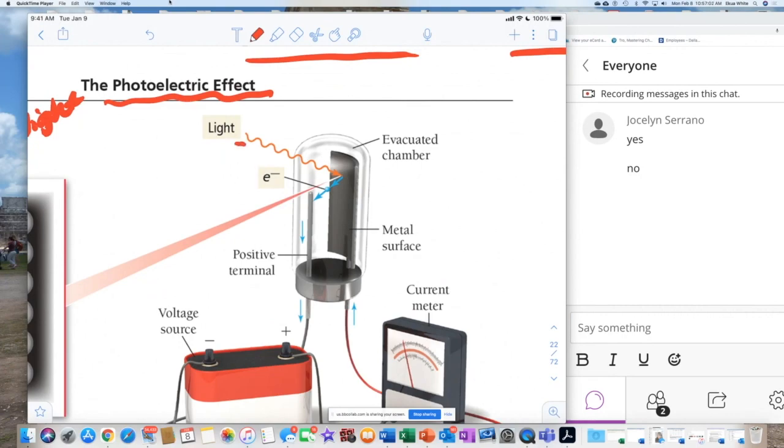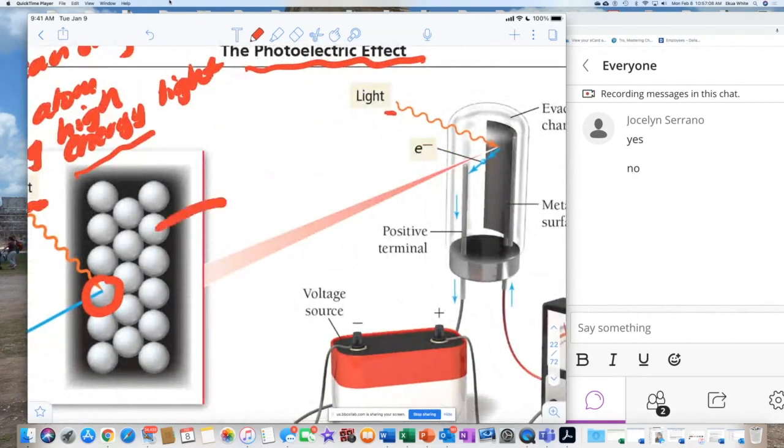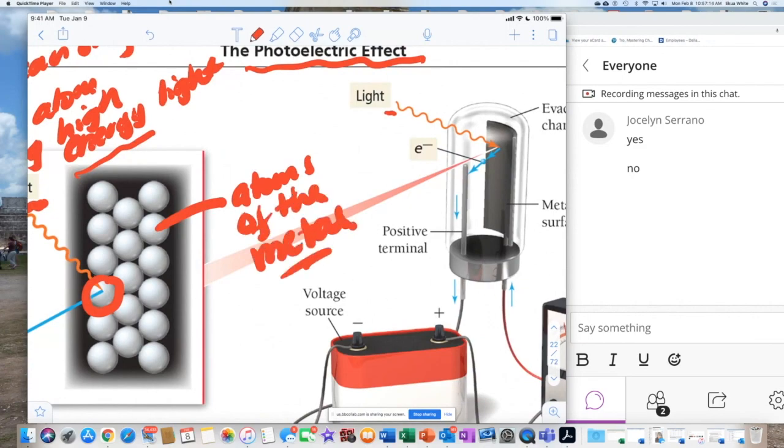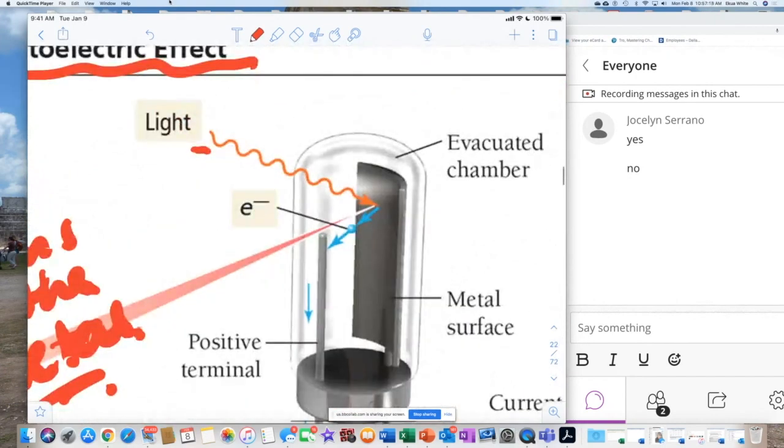Now, a lot of light is being passed onto the metal surface where the atoms of the metal are. So please notice these are atoms of the metal. The atoms of the metal are on the metal surface, kind of lined up together, not social distancing at all, packed together because this is a solid we're talking about.